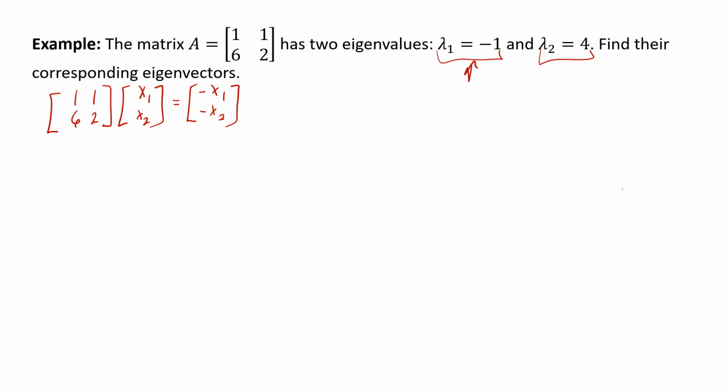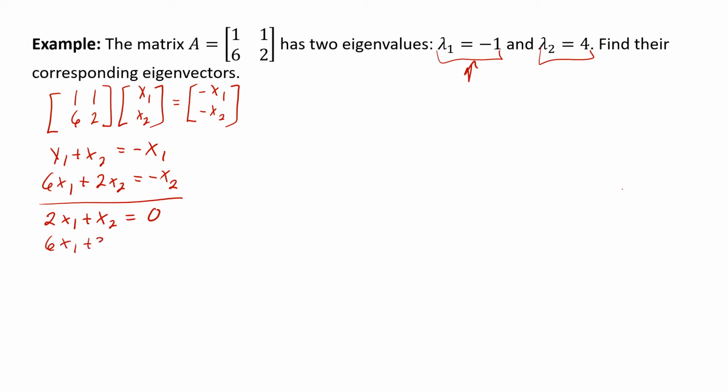So now let's write these out as equations. It gives us x1 plus x2 equals -x1, and it gives us 6x1 plus 2x2 is equal to -x2. Rewrite these a little bit by bringing the variable over. We get 2x1 plus x2 equals 0, and we get 6x1 plus 3x2 equals 0.